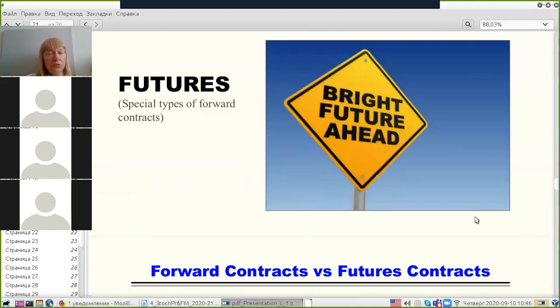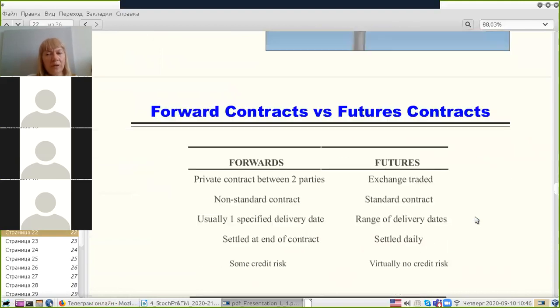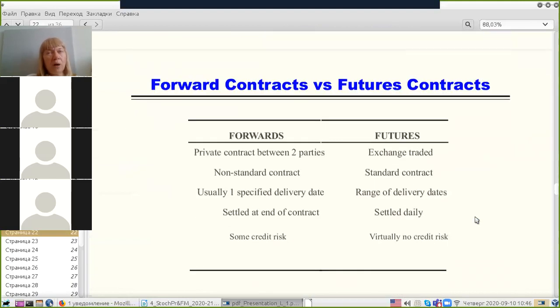And now about futures. Forward and futures are very similar. They are very similar, but there are differences, though not very essential. A forward is a private contract between two parties, but futures are exchange traded. A forward is a non-standard contract, but futures are the opposite. Usually in a forward there is one specified delivery date, but futures have a range of delivery dates.